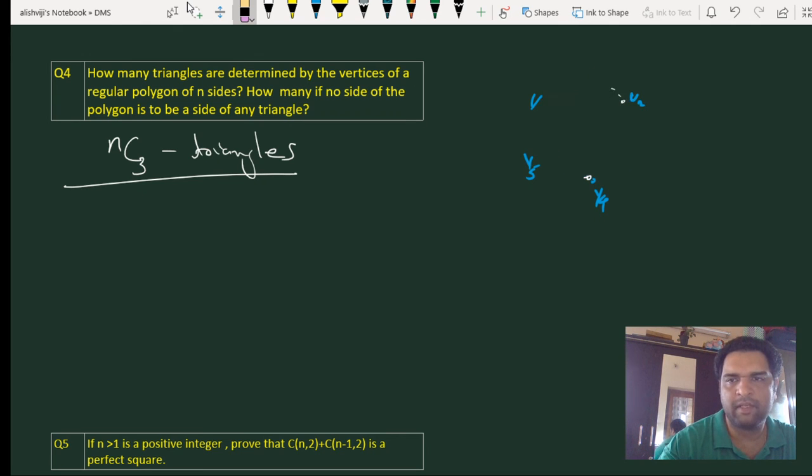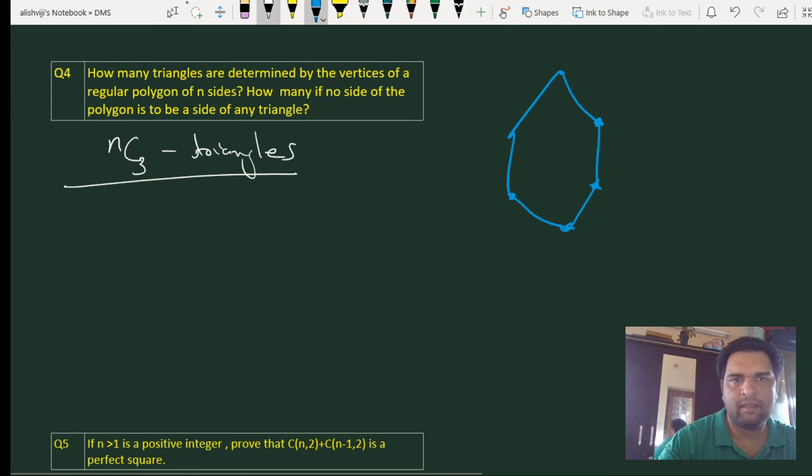Now, what happens if we are looking for the number of triangles for which a side of the polygon is not a side of the triangle? Let us consider this case, in which we look at the number of triangles for which this particular side, say S1, is a side. Then naturally the vertices V1 and V2 are automatically selected.